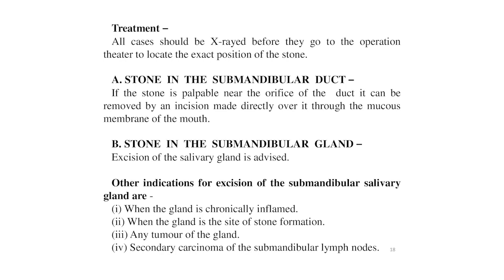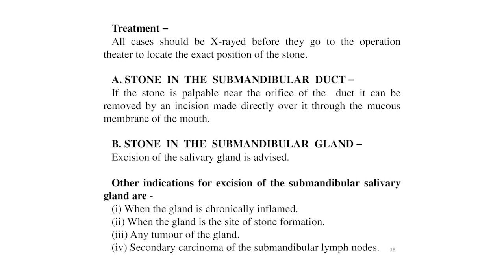If the stone is palpable near the orifice of the duct, it can be removed by an incision made directly over it through the mucous membrane of the mouth. The stone is steadied between the thumb and the index finger. The overlying tissues will be infiltrated and local anesthesia should be given. An incision is made directly upon the stone and it is extracted with a small scoop.